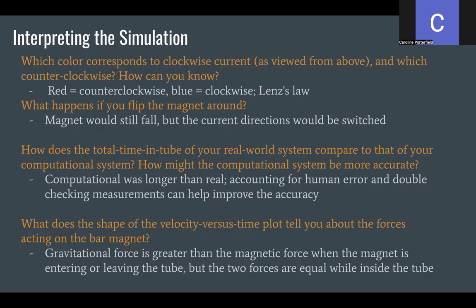How does the real world total time in tube compare to the computational model, and why might the model be more accurate? The simulation time was shorter than the real time. The model avoids human timing error and uses exact measurements, making it way more precise. What does the shape of the velocity versus time graph show about the forces on the magnet? Gravity dominates as the magnet enters and exits the tube, but inside the tube, the magnetic and gravitational forces balance, creating a steady velocity, which is what we saw on the last slide.